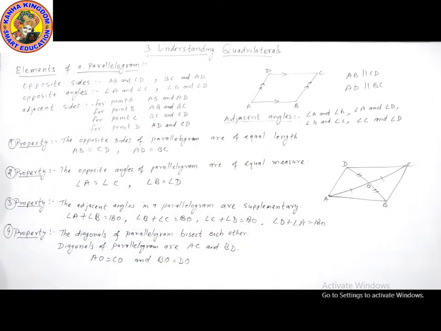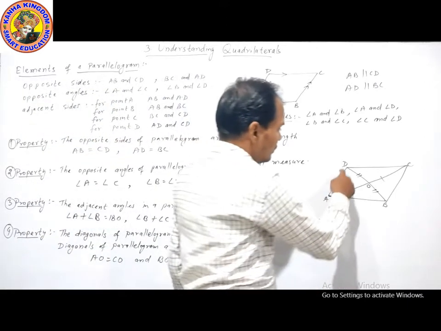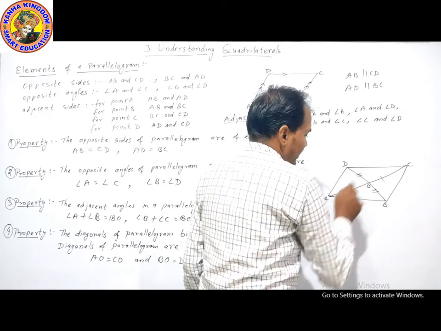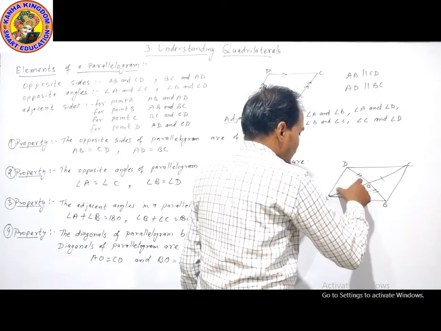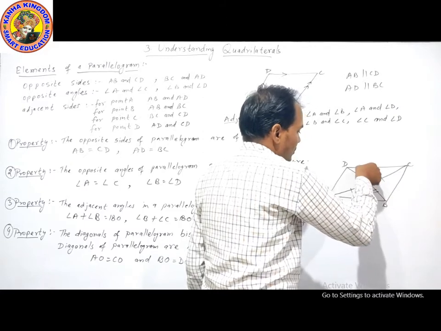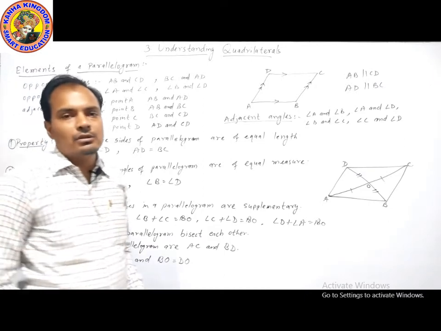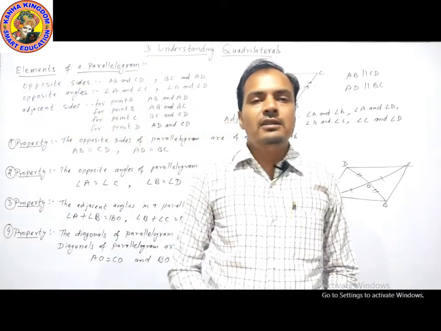Property number 4: the diagonals of a parallelogram bisect each other. These are the diagonals, intersecting at point O. AO and CO are equal, BO and DO are equal. You can take a screenshot of this. We will move to our exercise.